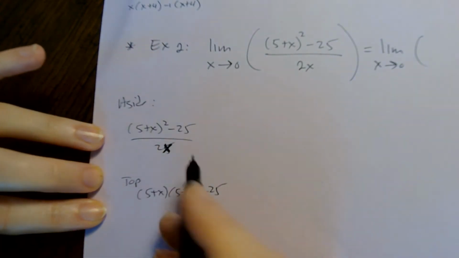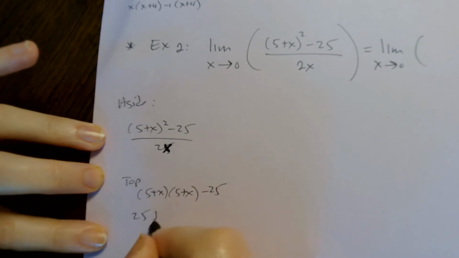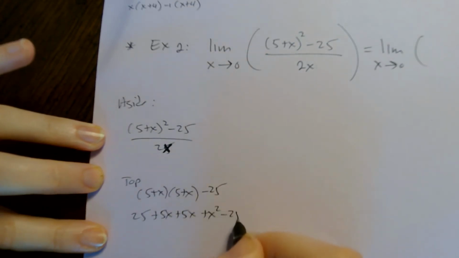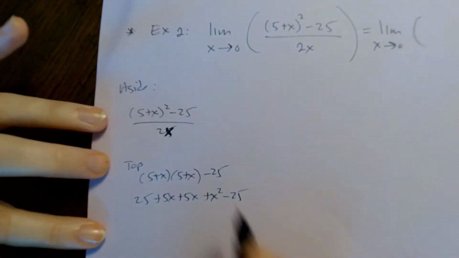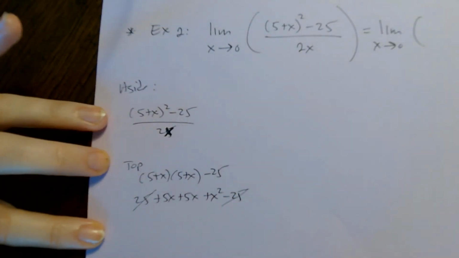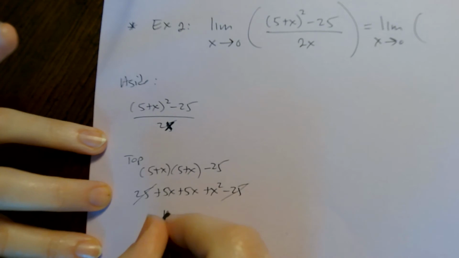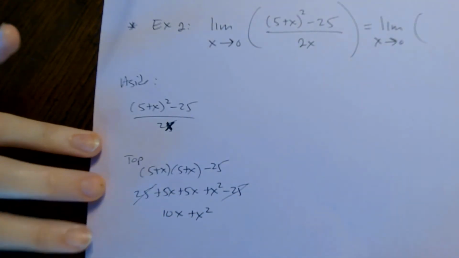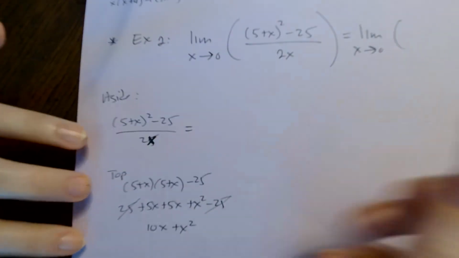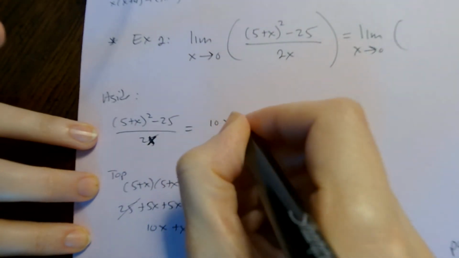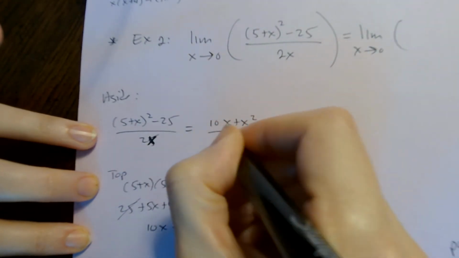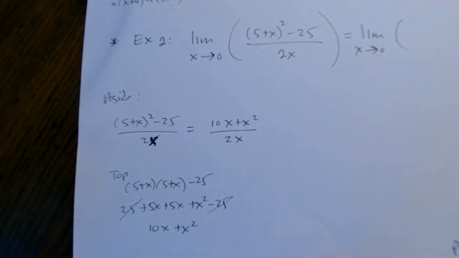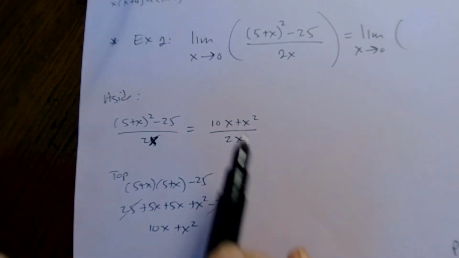All right, so this is going to be 25 plus 5x plus 5x plus x squared minus 25. Oh, so look at that. Those 25s cancel. So this is 10x plus x squared. All right, now let me put the top back up here over 2x. All right. So what can I do? Oh, I could take an x out.